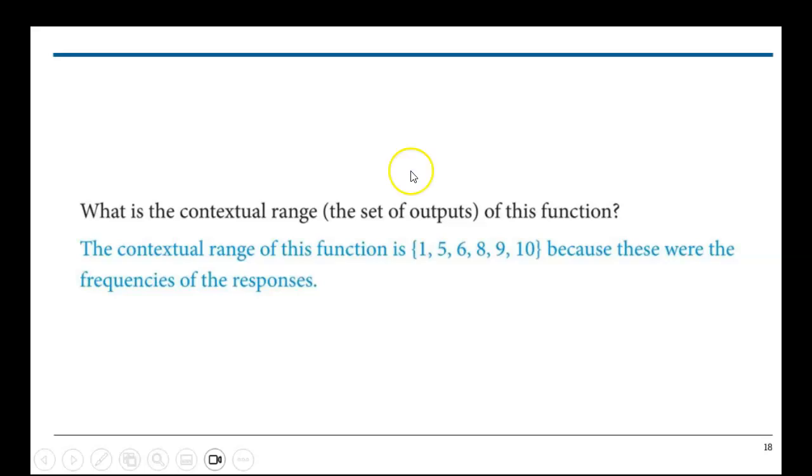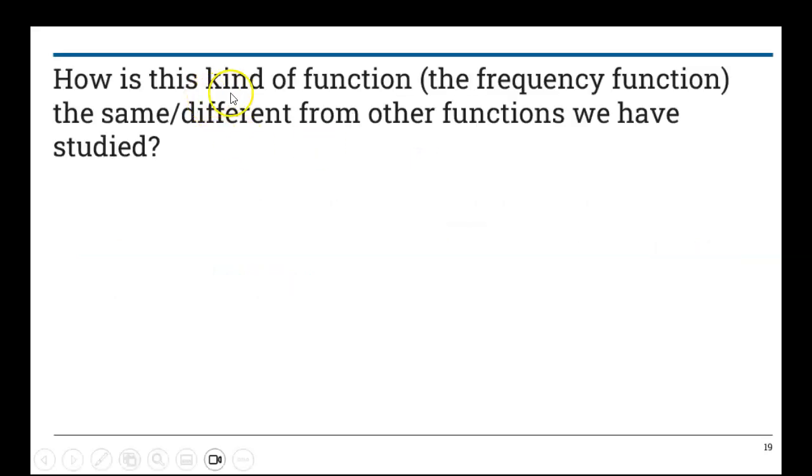All right, here's your answer. You get it right? From least to greatest? Yes? Good job. Okay. All right, the last question, and this one is a two-parter. The first part is, how is this kind of function, the frequency of the number of hours slept, the same and different from other functions we have studied?